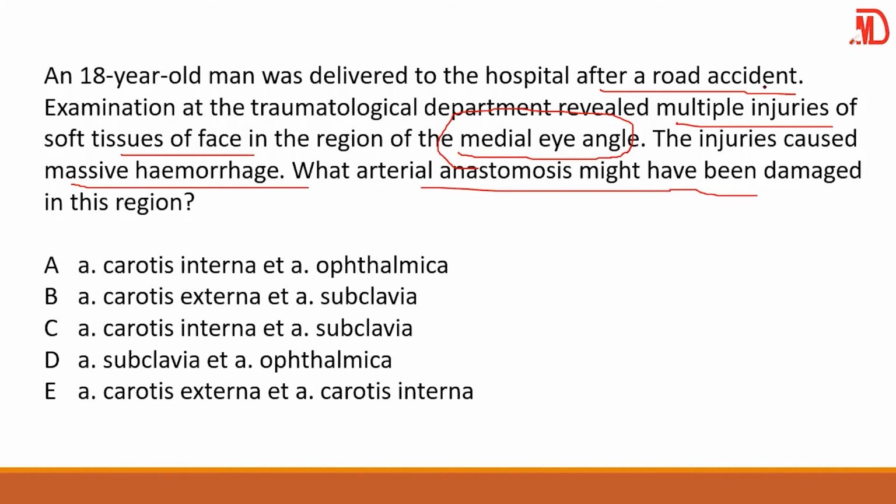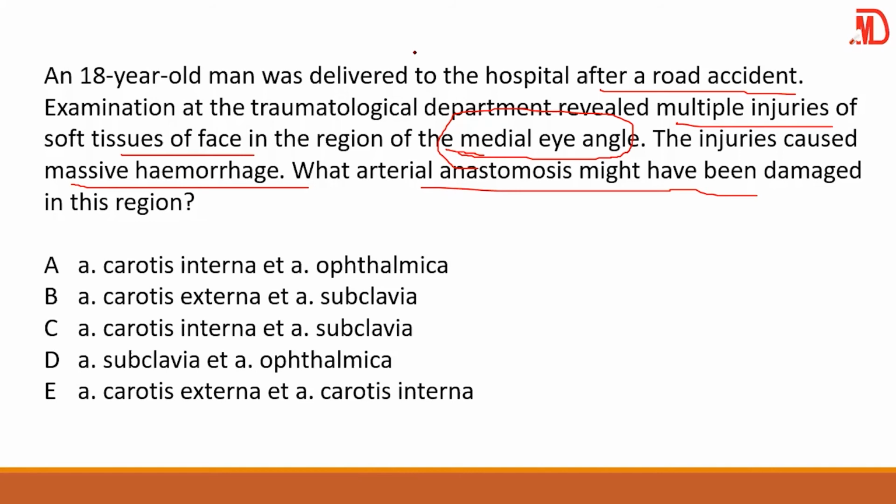Again, we are having multiple injuries of the soft tissues, and as a result, it is happening at the place of the medial eye angle. So look at it, your medial eye angle. That is where the problem is coming from. Now, the injuries cause a massive hemorrhage. So again, you ask yourself, what artery is over there that can lead to that kind of massive hemorrhage?